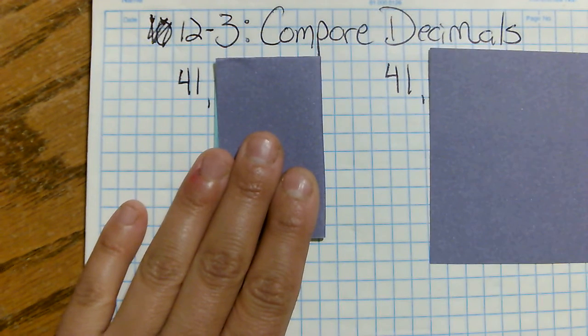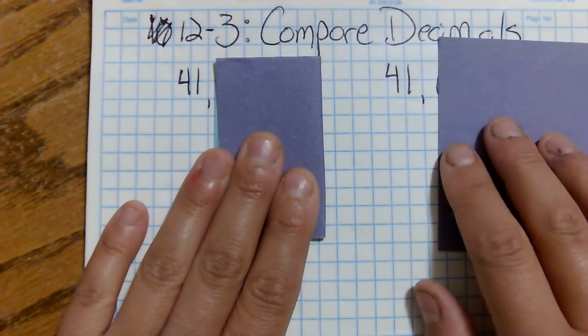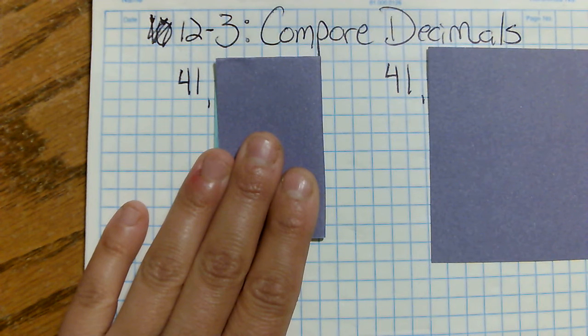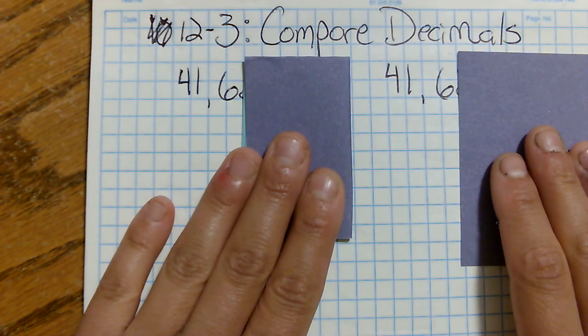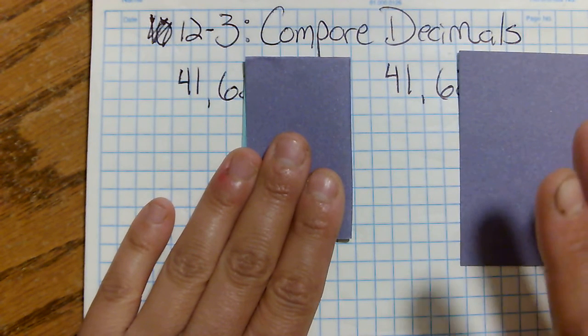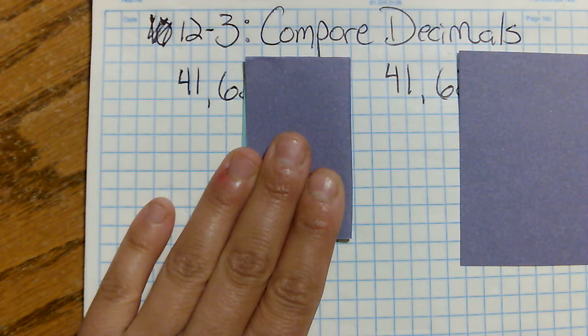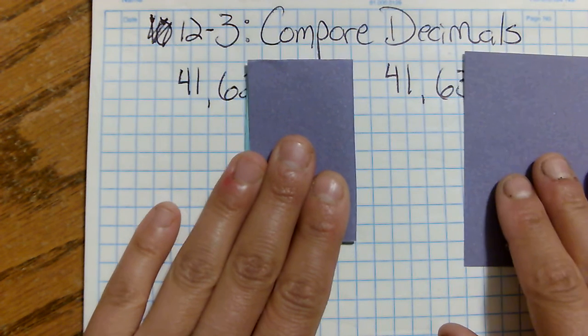This would be the thousands place. Whoops, go back. There we go. This is the thousands place. Those ones both represent 1,000. Since they're the same, I go to the next place. This is the hundreds place. They are both the same. I go to the next number.